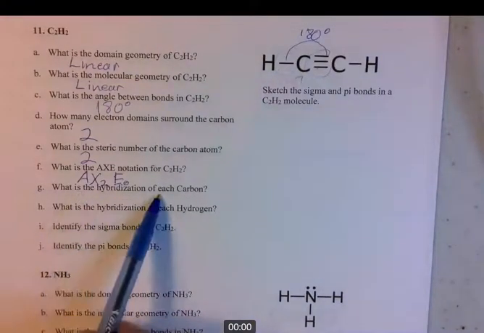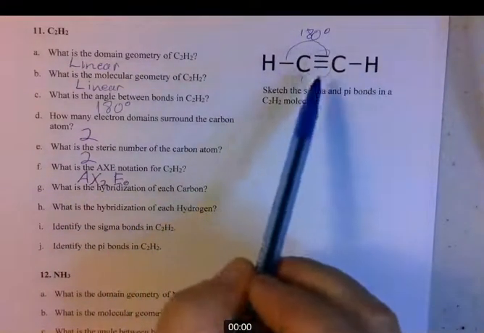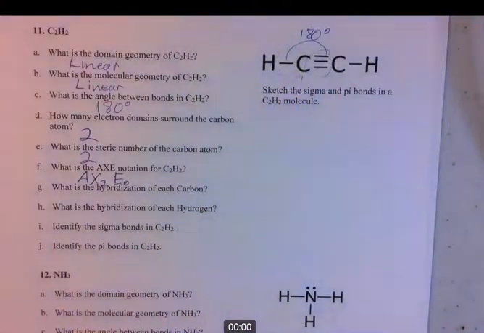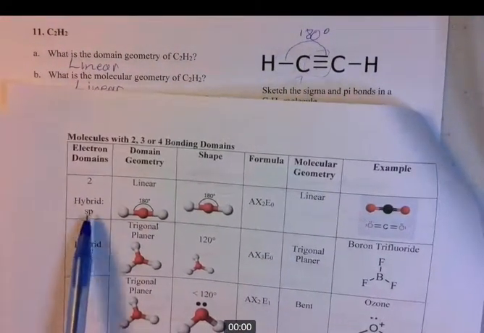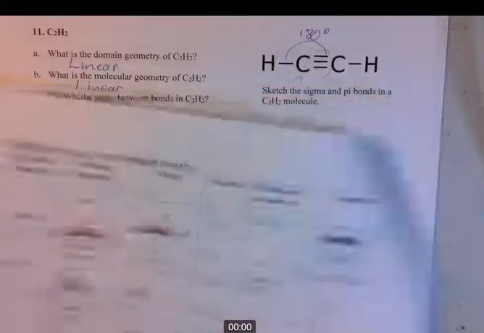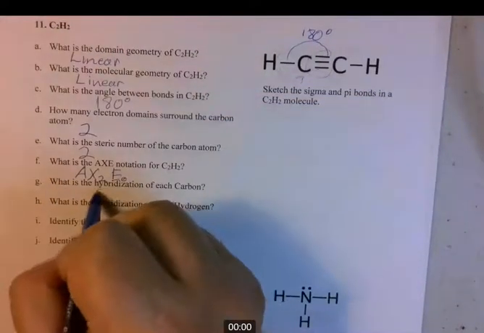Okay, what is the hybridization of each carbon atom? So the hybridization here is, you just come over here to your chart, and it's sp. That's going to form 2 bonds. Sp forms 2 bonds. So it's sp.